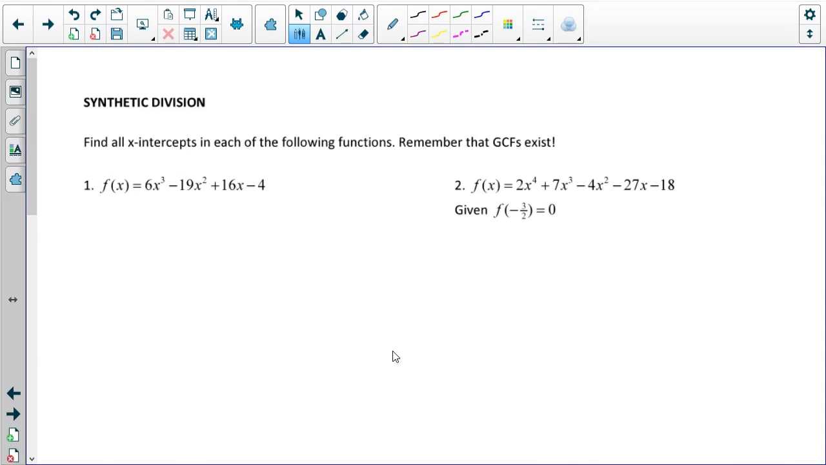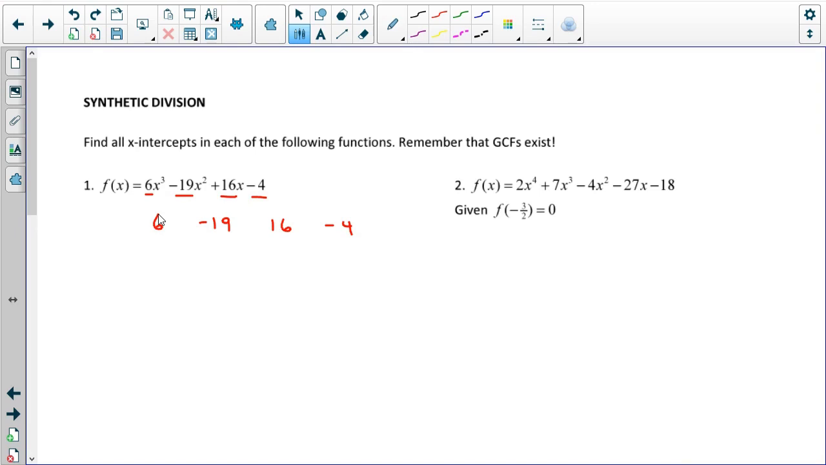Synthetic division is a lot like long division. I'm assuming you watched the long division video first before we started doing this. It's a lot like long division, but it's a lot simpler as long as you remember what's going on. So in synthetic division, we're basically going to write the coefficients of these terms. So 6, negative 19, 16, and negative 4.